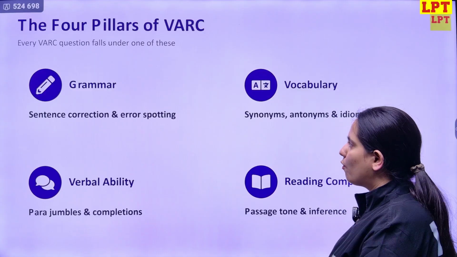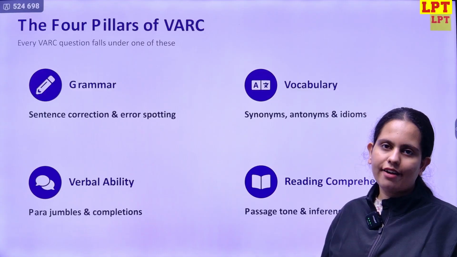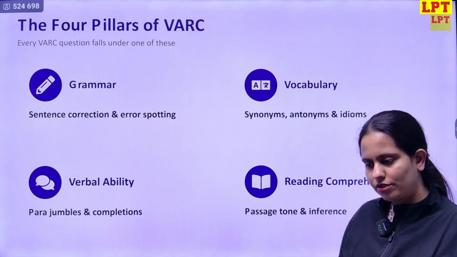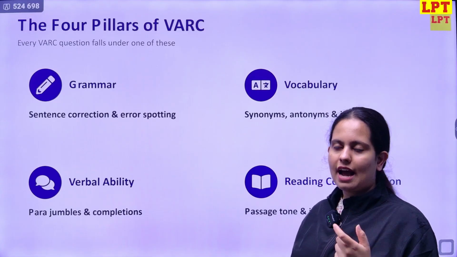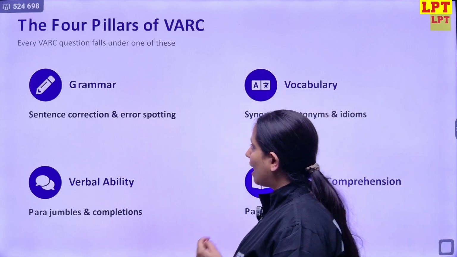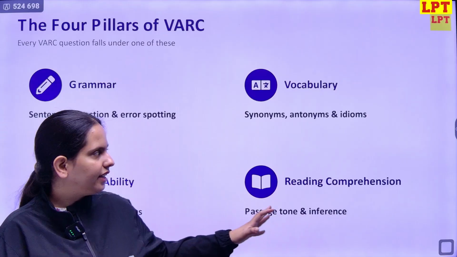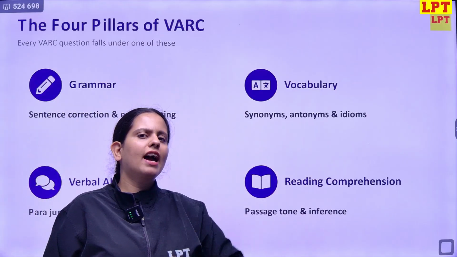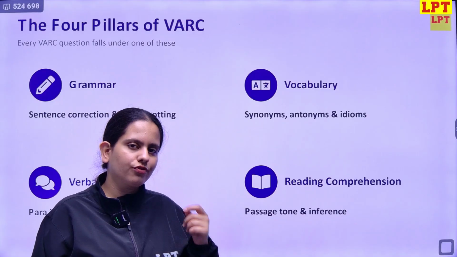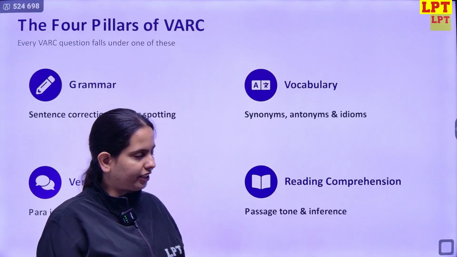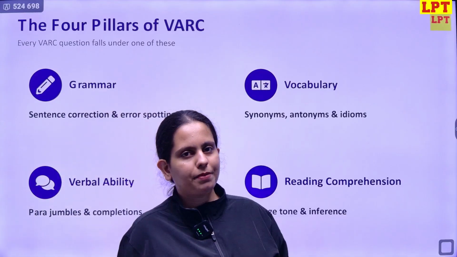Alright, if we move forward to the grammar section, we have sentence correction, we have error spotting types of questions. So for that we should have the proper understanding of the grammar basics, and next we have the vocabulary. In vocabulary we usually have synonyms, antonyms and idioms. We have the rest of the things as well in these 4 sections that we will be discussing later elaborately. So these are the 4 key pillars over here.